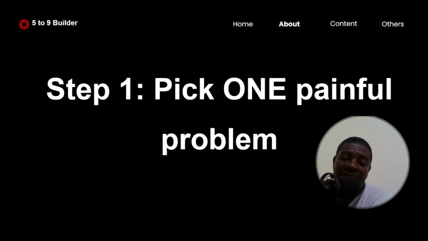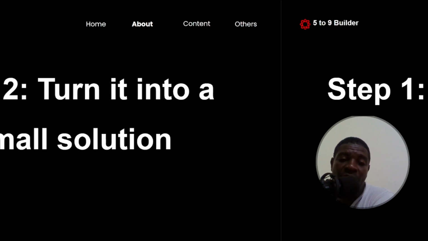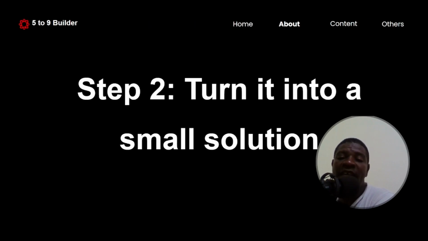We are going to do this practically, so you will know what I'm talking about, but I just want you to understand the process. So you have to go deep within your niche and pick one core problem within that niche, and then you use it to create a lead magnet. The second step is to turn it into a small solution. So you pick this pain point and then you create a solution for it.